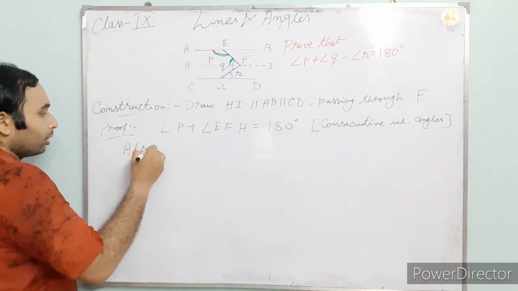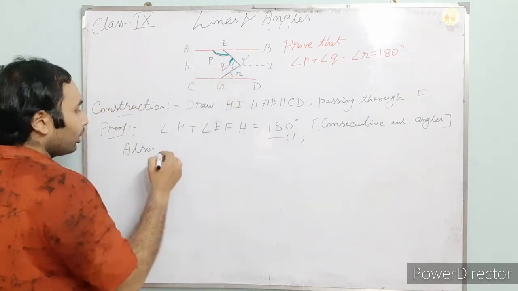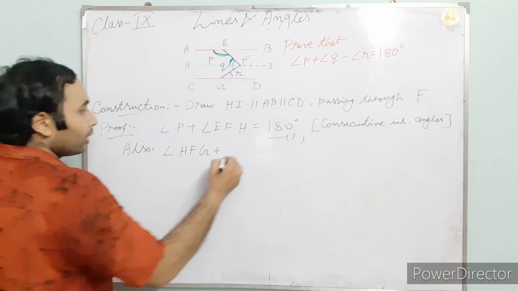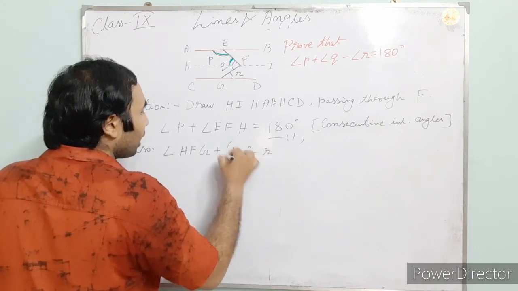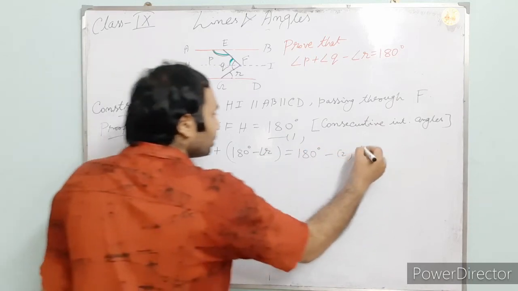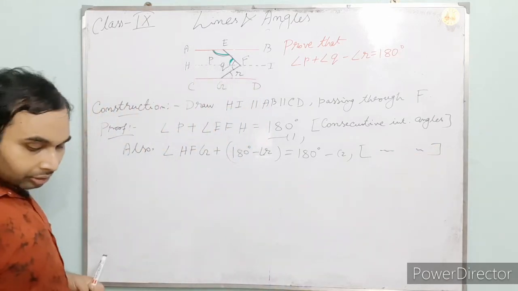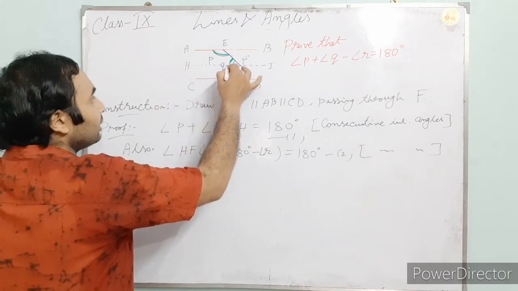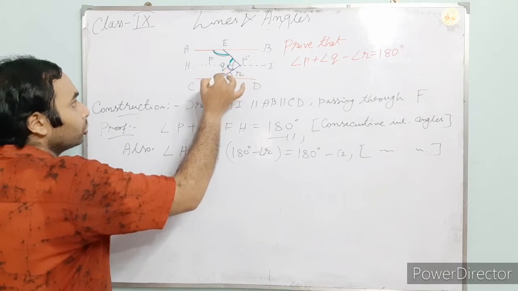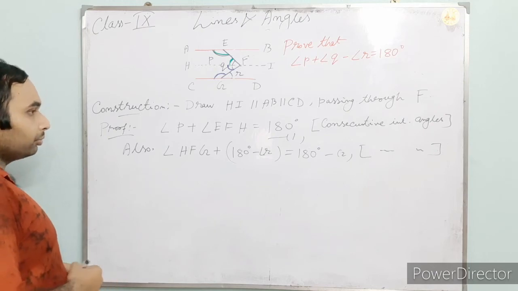Also, I am giving number 1 here. Also, now angle HFG plus 180 degree minus R, angle R, is also equal to 180 degree. The similar logic, consecutive interior angles. What have we taken? Those two angles. This angle HFG and this angle. Those two blue angles are also consecutive interior angles.